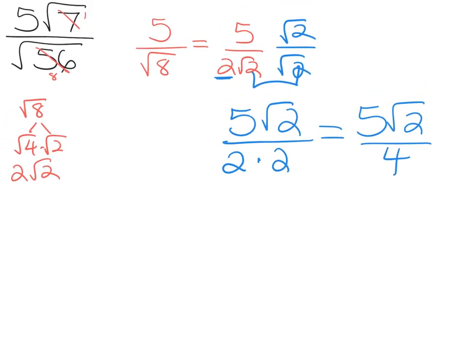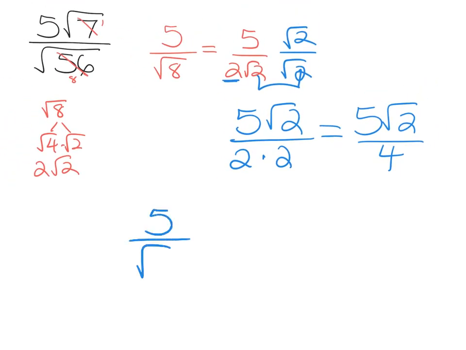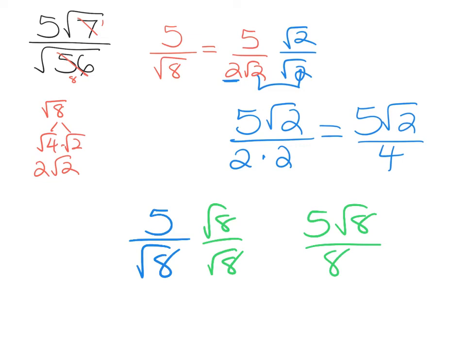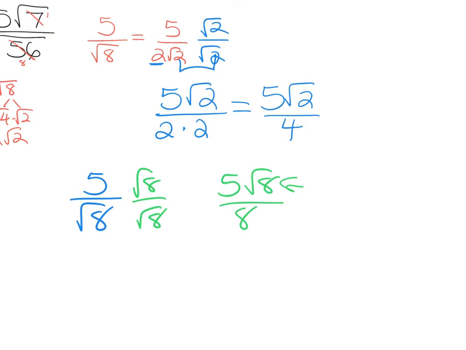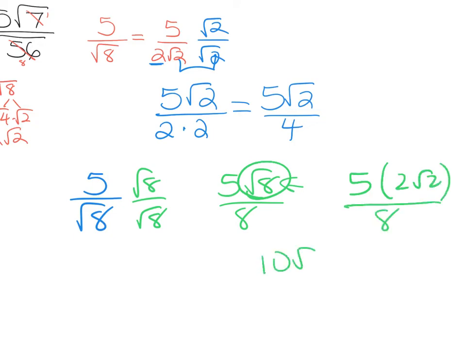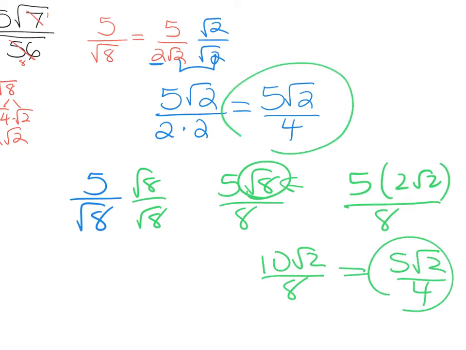Now, we could have done this. We could have rationalized it by multiplying by radical 8, and then you get 5 radical 8 over 8, but then you still have to go back and break down the 8. So then I could do that. Again, we just saw that this is going to become a 2 radical 2 over 8, and then I would get 10 radical 2 over 8, and then I still have to simplify it to the same thing I got there. So more than one way to do it.